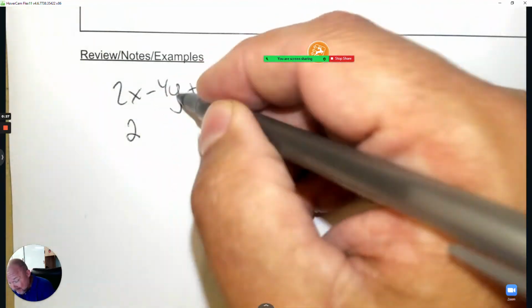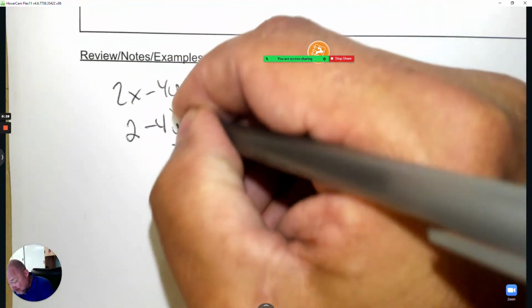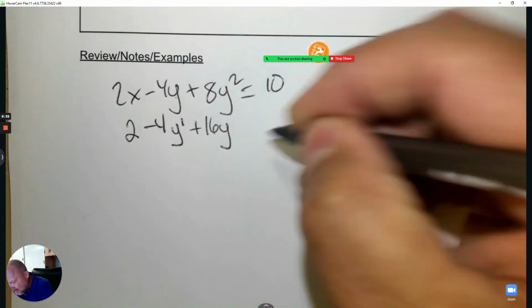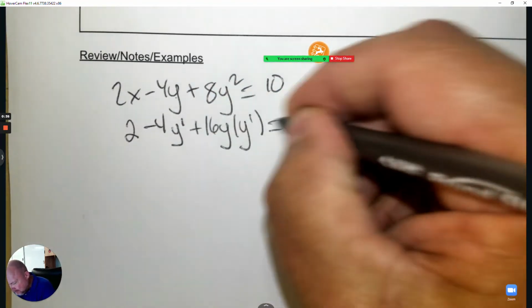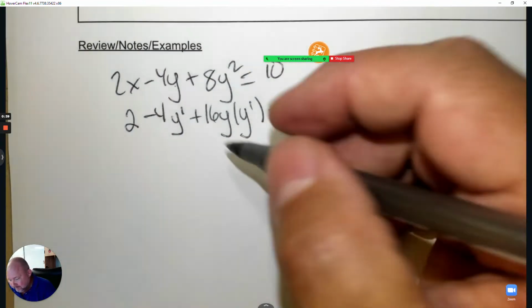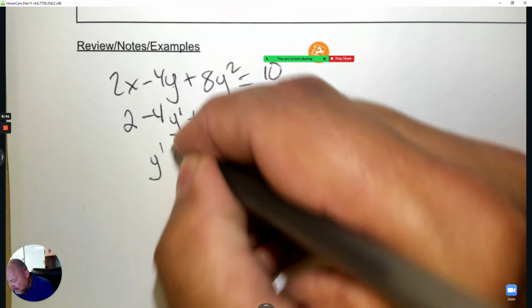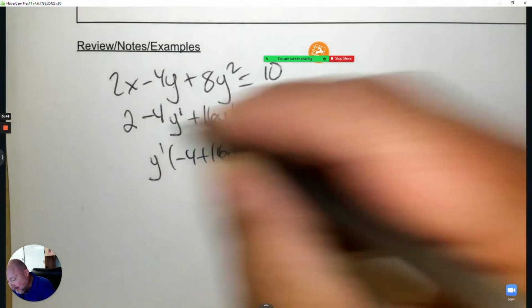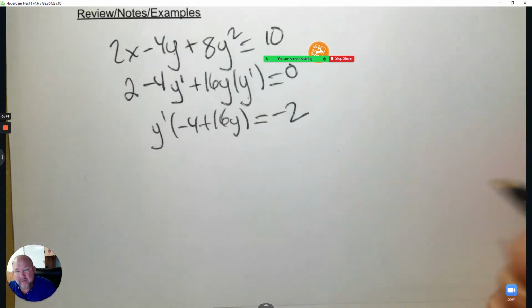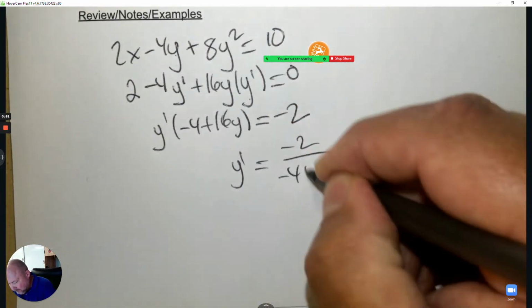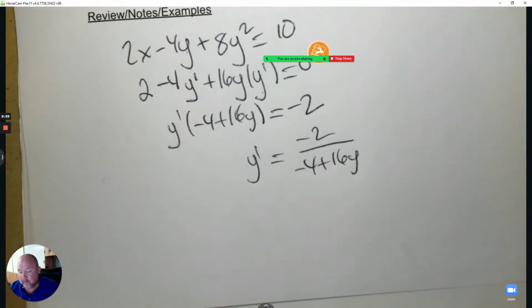But with y, negative 4y, it's negative 4, but it needs a hook, y prime. 8y squared, take the derivative, but it needs a hook, y prime. And then the derivative of 10 is 0. If it has a y prime, we're going to factor it out. 2, we'll subtract it to the other side, and then we'll just divide. And there we have our answer.